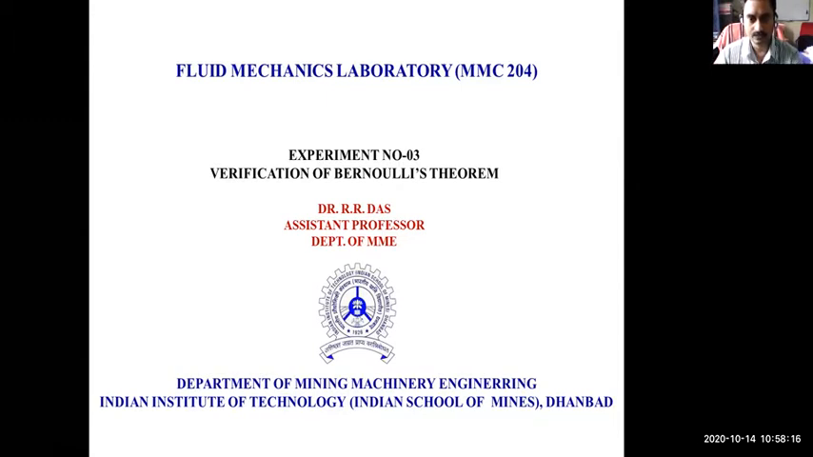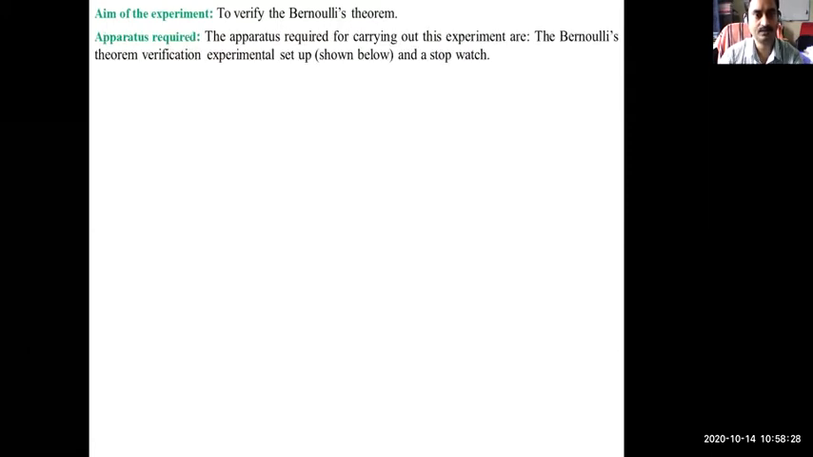So first of all, the aim of the experiment is to verify Bernoulli's theorem. Apparatus required: the apparatus required for carrying out this experiment are the Bernoulli's theorem verification experimental setup and a stopwatch. Here I will be showing you the Bernoulli's theorem verification apparatus, which is available in the Fluid Machine Laboratory, Department of Mechanical Engineering.